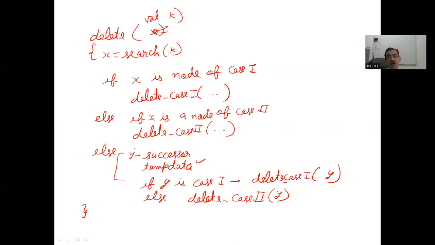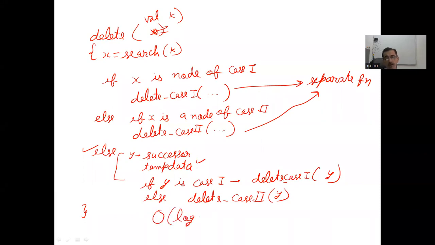So delete case 3 is already written here itself, and I can have a separate function for delete case 1, and I can have another separate function for delete case 2. So that way I will be able to implement deletion also without much difficulty. So you can easily see this operation is also going to be order of log n time, because even if you find successor, that will take log n time. After that, deletion will be unit time.